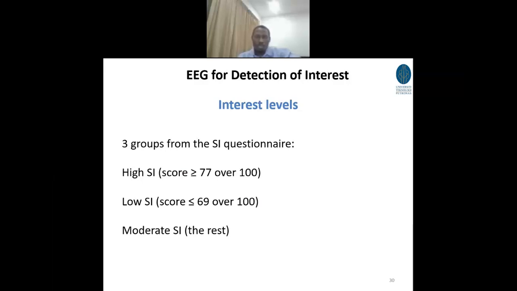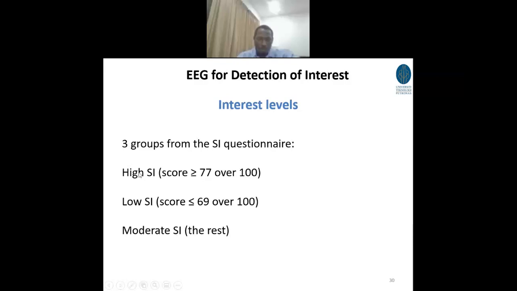Now, how do we get the ground truth? What we have used here is based on the situational interest questionnaire, which is just a questionnaire where we can put some marks at the end of it. So we get a score. We just split it by using the median. For example, a high score between 77 and 100 is considered high situational interest for a particular student. Low situational interest will be less than 69, and moderate will be in between.